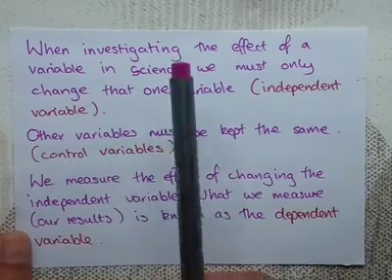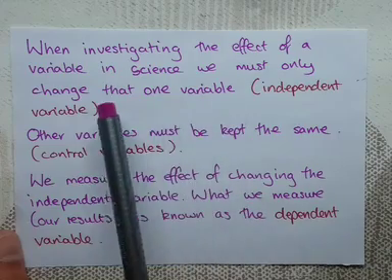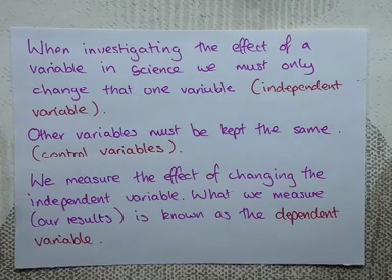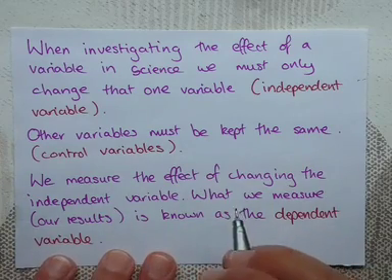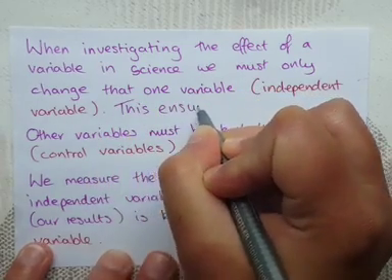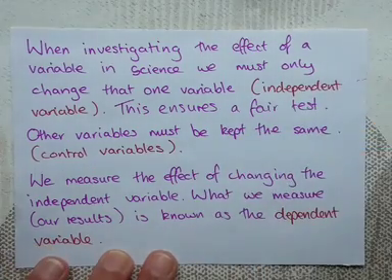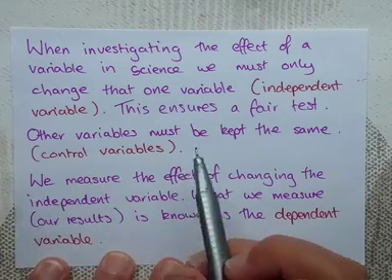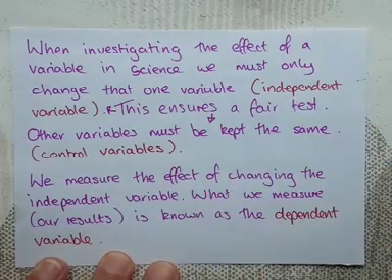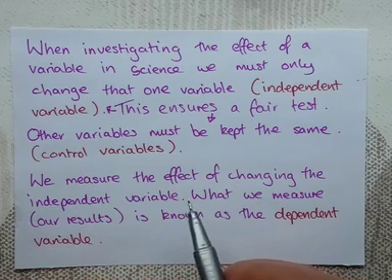Okay, so when we're investigating the effect of a variable in science, we must only change that one variable. So to make an investigation a fair test, we only change one thing, and we call that thing the independent variable. I'm just going to add in, this ensures a fair test. Okay, other variables must be kept the same. So actually it's only changing one thing and keeping other variables the same. These two things make sure we do a fair test, and the things that we keep the same, we call them the control variables.